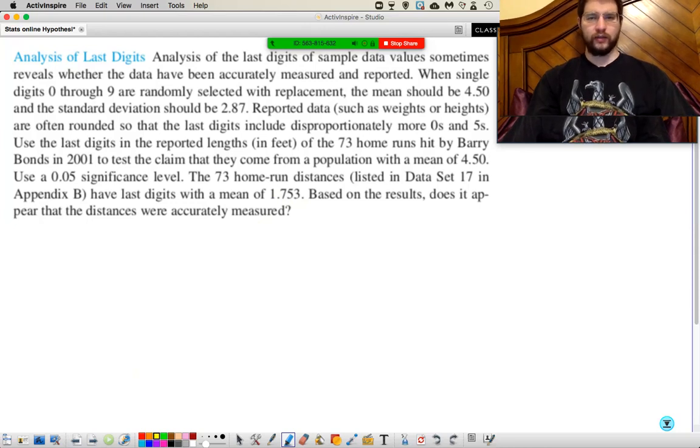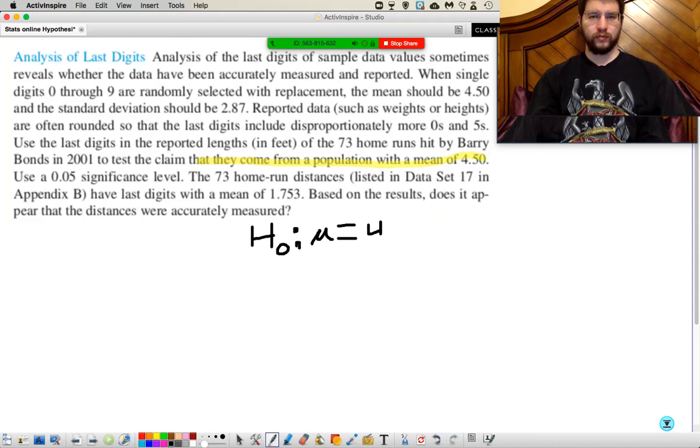So test the claim. Let's find that. Test the claim that they come from a population with a mean of 4.50. There it is, mean of 4.50. That's an equal to problem. That's going in my null. I'll go ahead and write that down now so I don't forget. That's my claim.